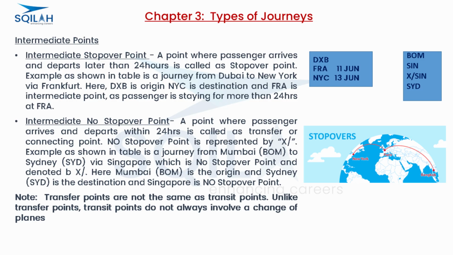Intermediate no stopover point. A point where passenger arrives and departs within 24 hours is called a transfer or connecting point. No stopover point is represented by X/. Example as shown in table is a journey from Mumbai, BOM, to Sydney, SYD, via Singapore, which is no stopover point and denoted by X/. Here Mumbai, BOM, is the origin and Sydney, SYD, is the destination and Singapore is no stopover point.